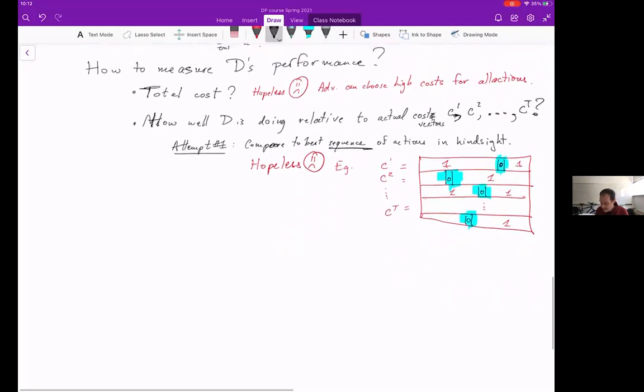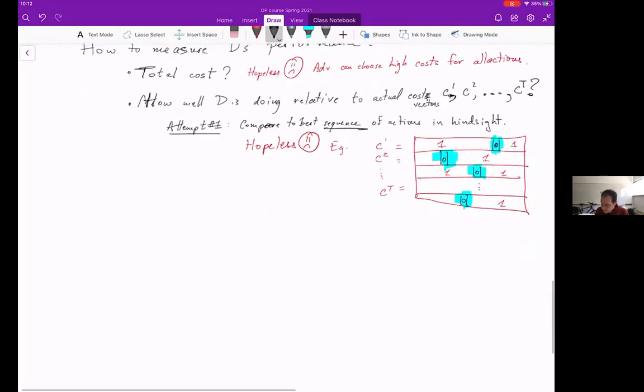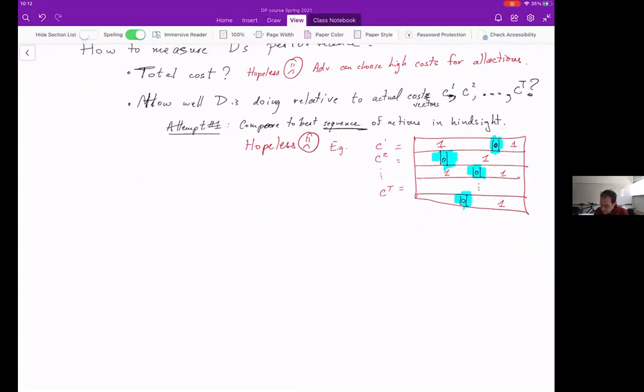Okay, so it's not enough to just look at total cost in isolation. If we want something relative, we can't compare to the best sequence of actions in hindsight, because that's too stringent a comparison. That best sequence generally will have very, very low cost, but there may be no real way for the algorithm ever to pick that out. So what we're going to do instead is compare not to the best sequence of actions, but to the best single action.